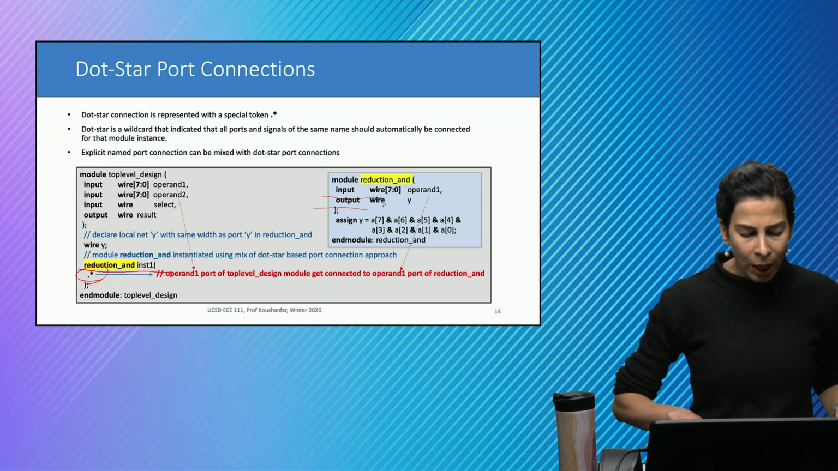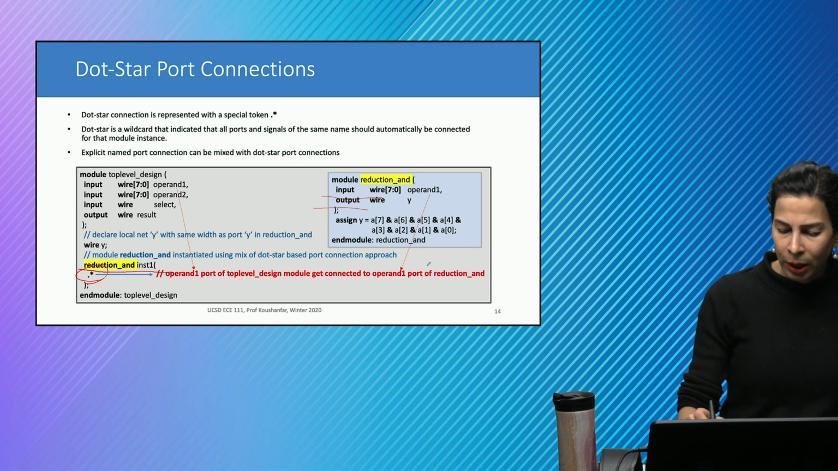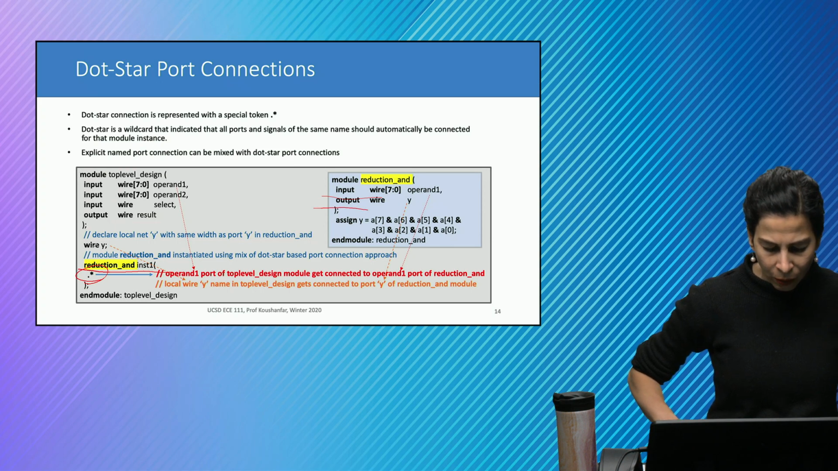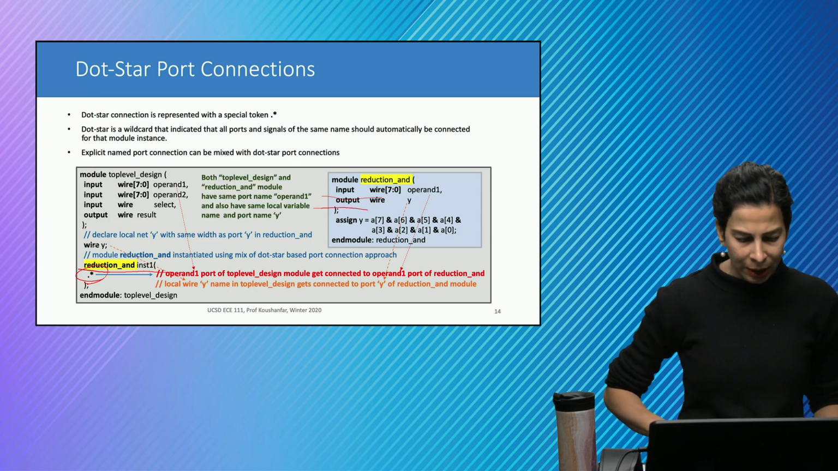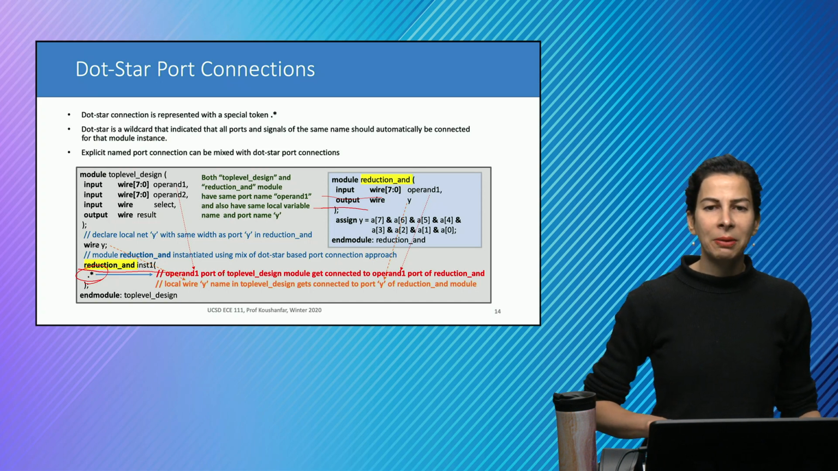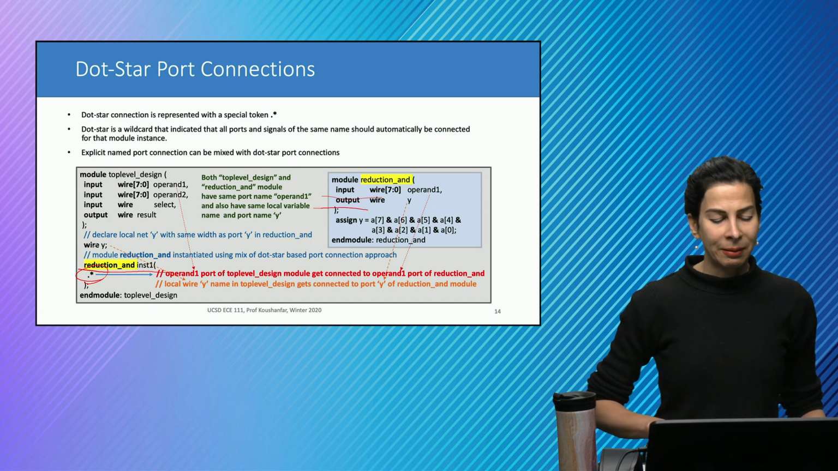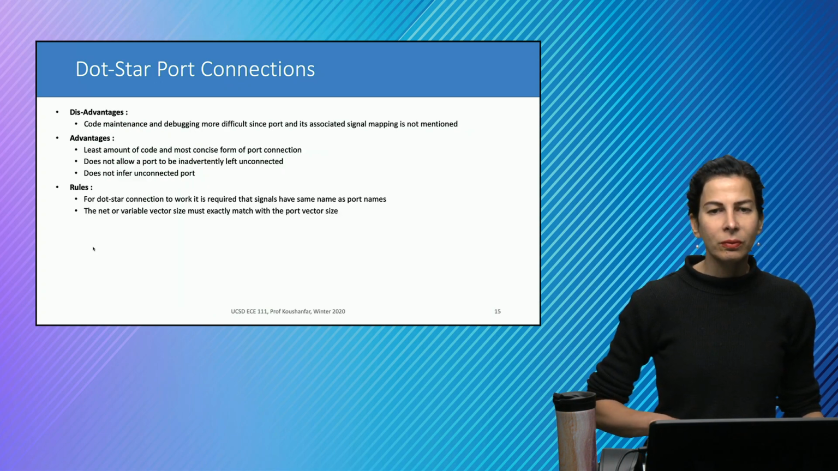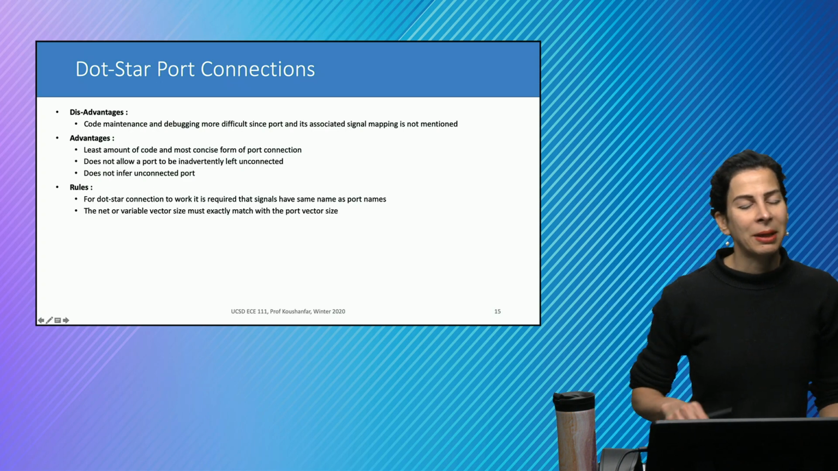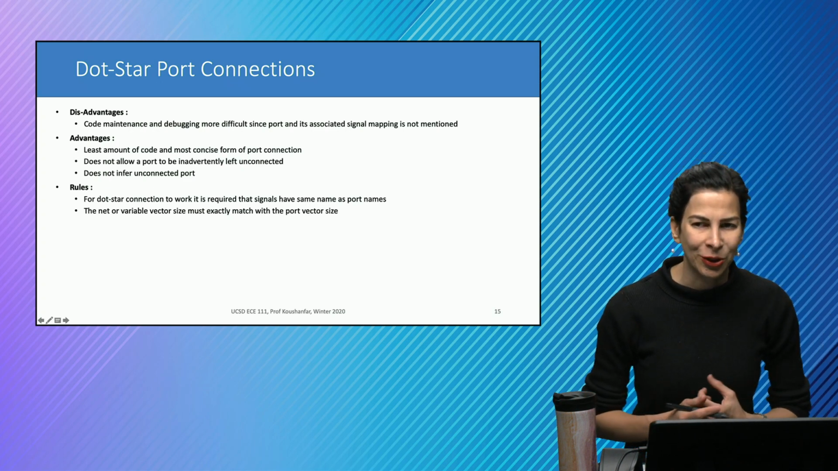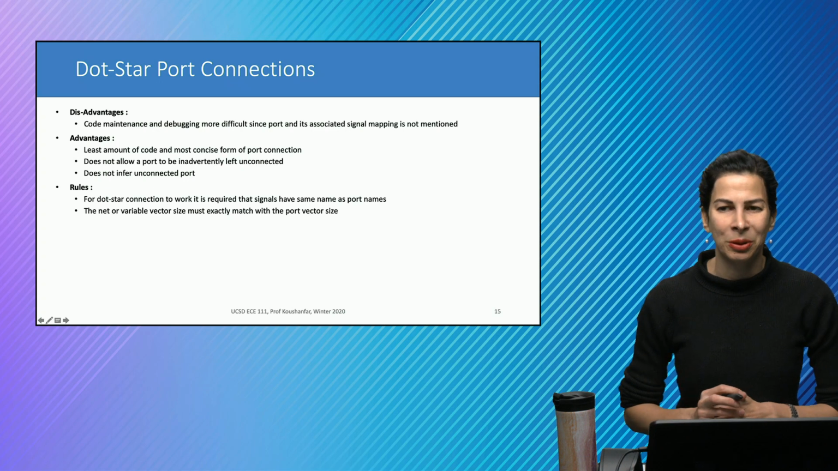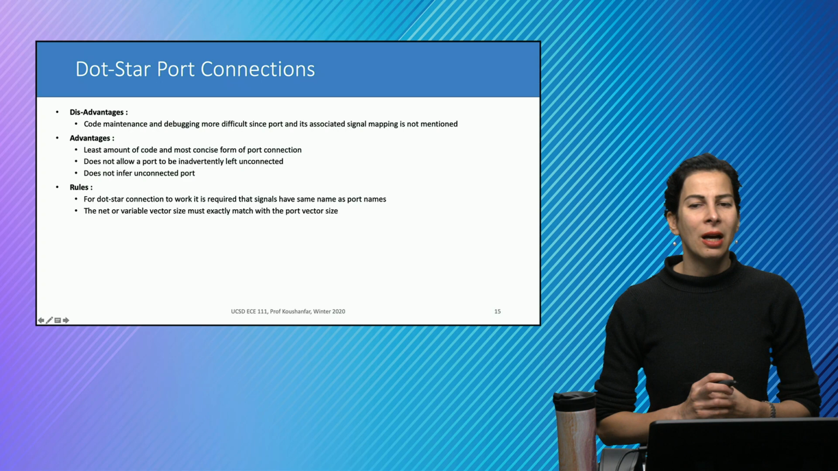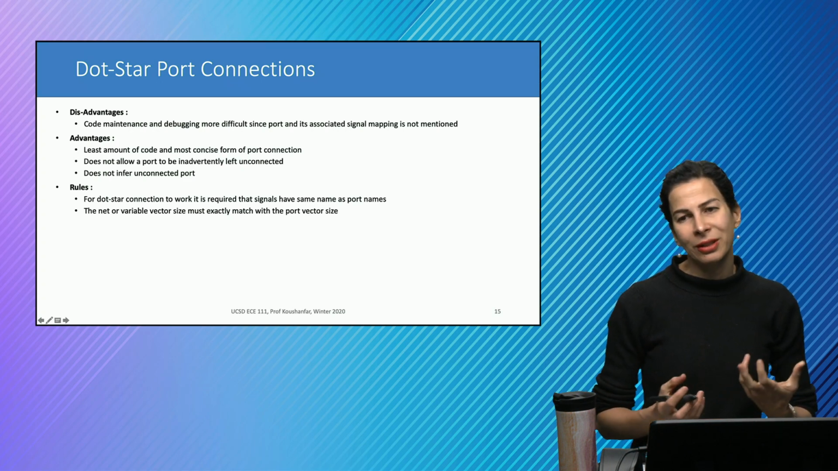So operand1 gets connected to operand1 here. The y is going to get connected to this local one here. Both the top level design and the reduction module have the same port name and the same local variable. As I mentioned, this is something that a lot of experienced designers do, but it's not necessarily easy to debug. In big teams, usually they try to use explicit port connection. But of course, the advantage is that it's easier.